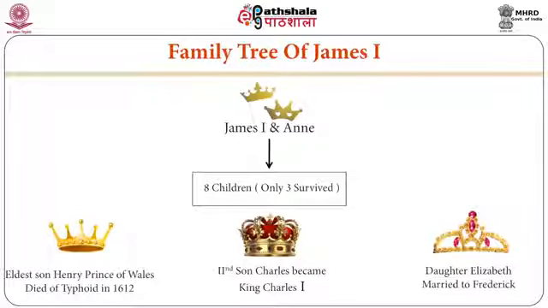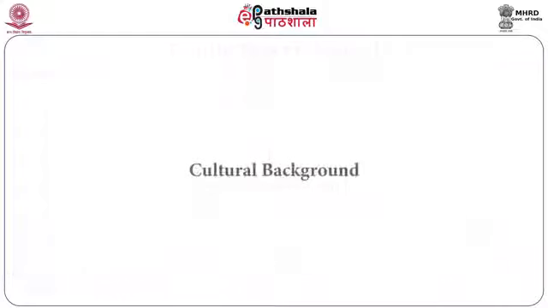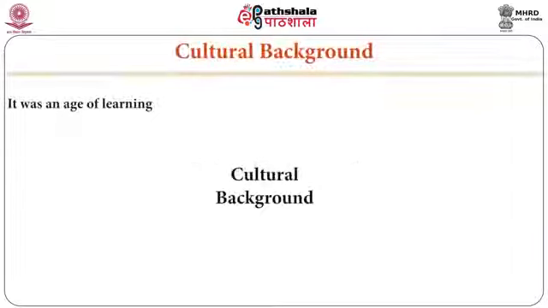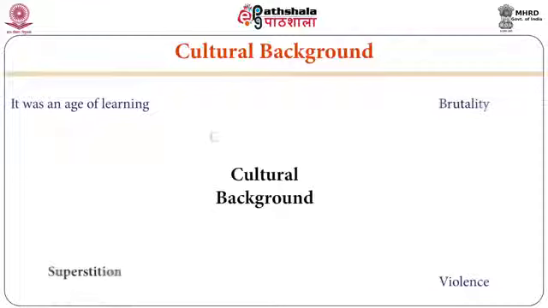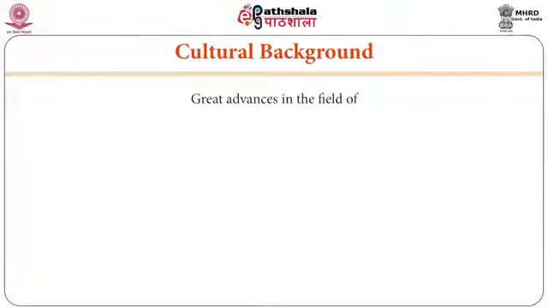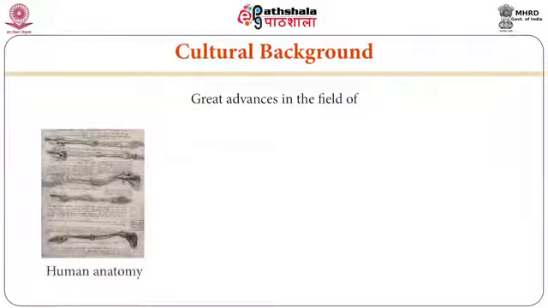After this family tree, here is the cultural background of the age. It is an age of learning. People started learning different gamuts of meanings, different sources, different texts. It's the age of violence, brutality, superstitions, court corruptions, and intellectual liberty, freedom. There are great advances in the field of human anatomy. Vistas are touched upon.